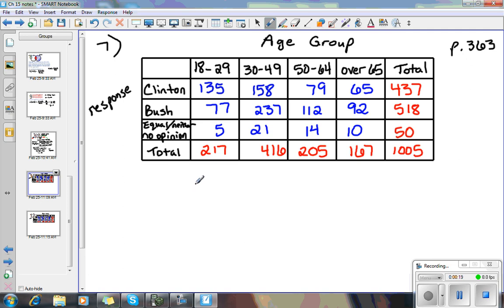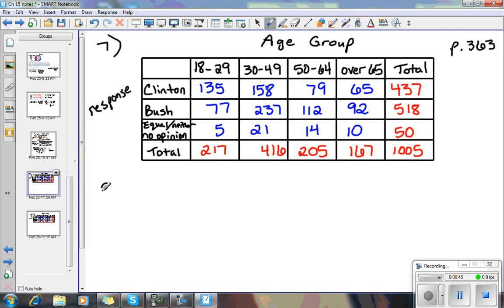So this is dealing with a Gallup survey who asked 1,005 U.S. adults who they think better fits their idea of what a first lady should be. And so their choices were Hillary Clinton or Laura Bush, and some people chose either equal, neither, or no opinion. So those categories were lumped together. So our responses, of the 1,005, had to fall into one of these three categories.